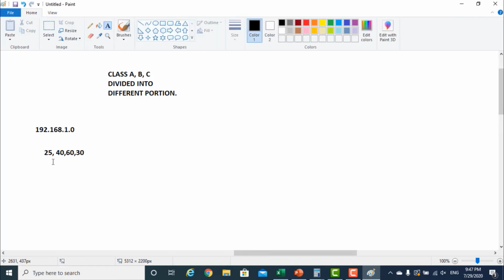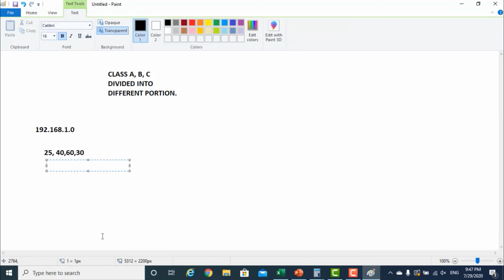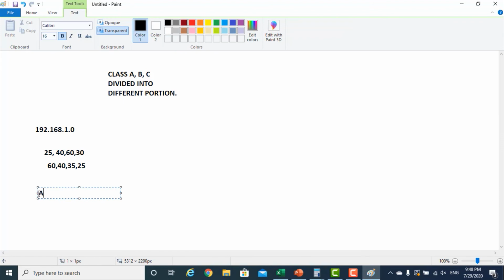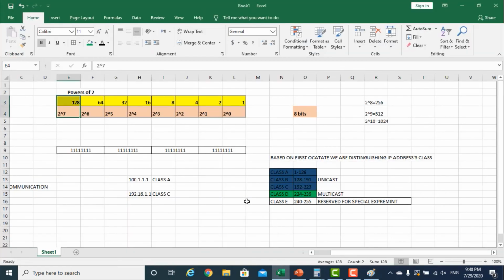Actually, there's a recommendation before doing VLSM: sort out all this data in descending order, like 60, 40. It's just a recommendation, not a compulsory process. It will help you. First, allocate enough IP addresses for the largest portion. So the company A requirement is 60. Check the power of 2.